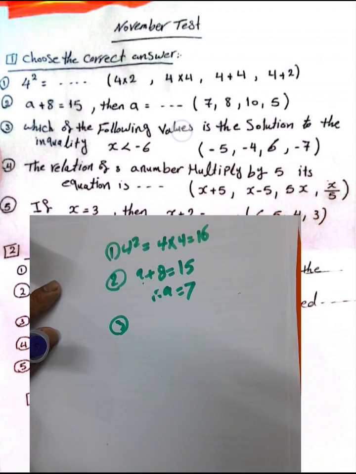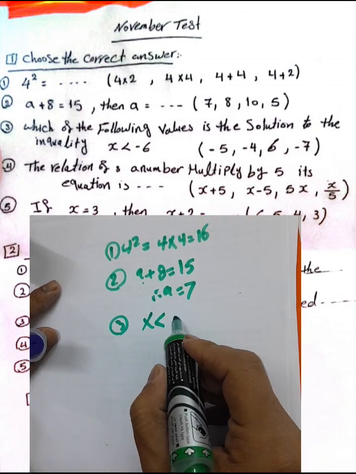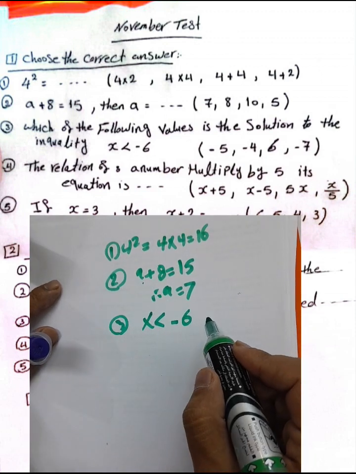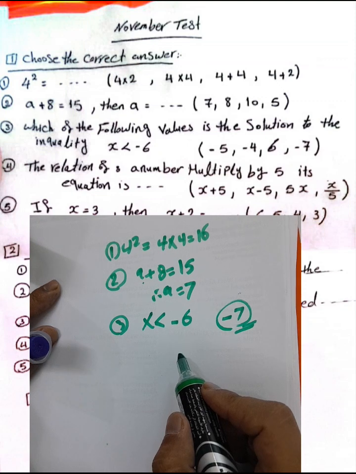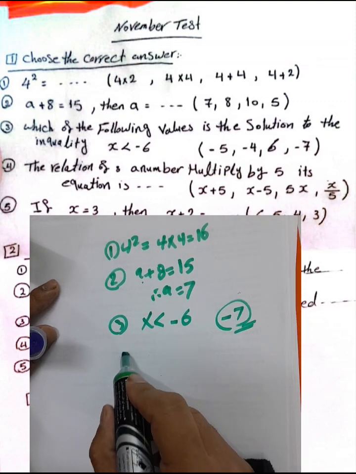Which of the following values is a solution to the relation x less than negative 6? Less than negative 6, it will be negative 7. Okay, right here, negative 7.